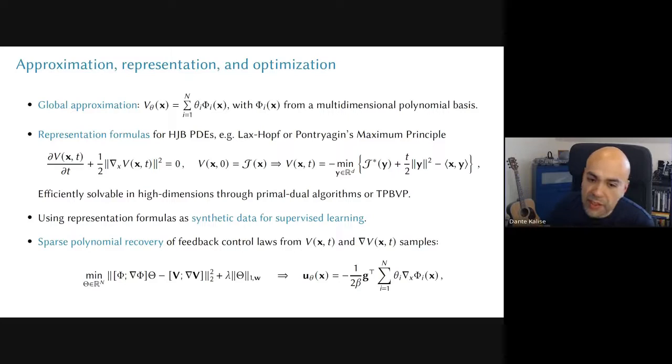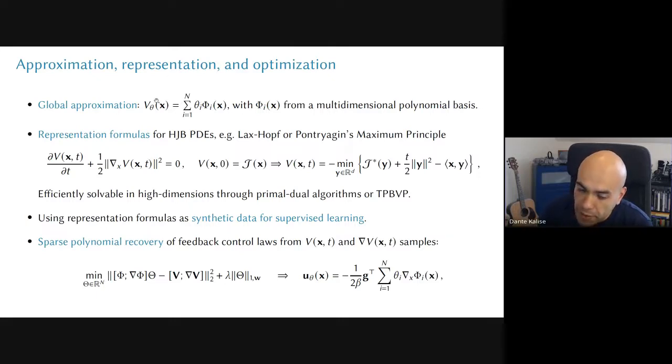And maybe I start closing here by giving you a very simple glimpse of what we do. Imagine now that I still want to learn this value function, this object that solves the Hamilton-Jacobi equation, but without solving the Hamilton-Jacobi equation, because you have the nonlinearity, you have the dimension. Maybe solving the PDE is not the way to go.